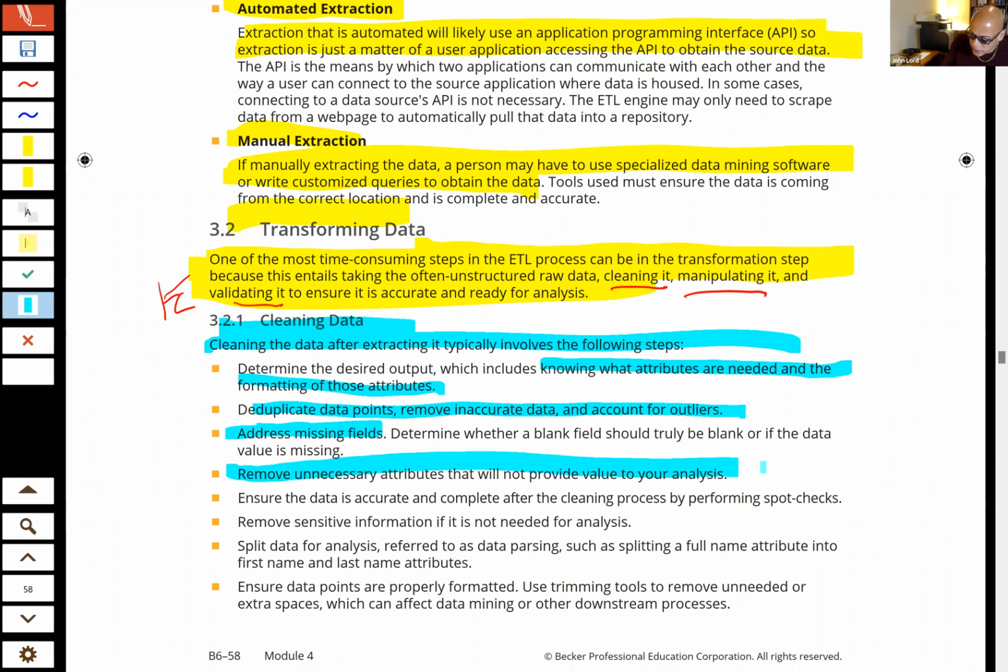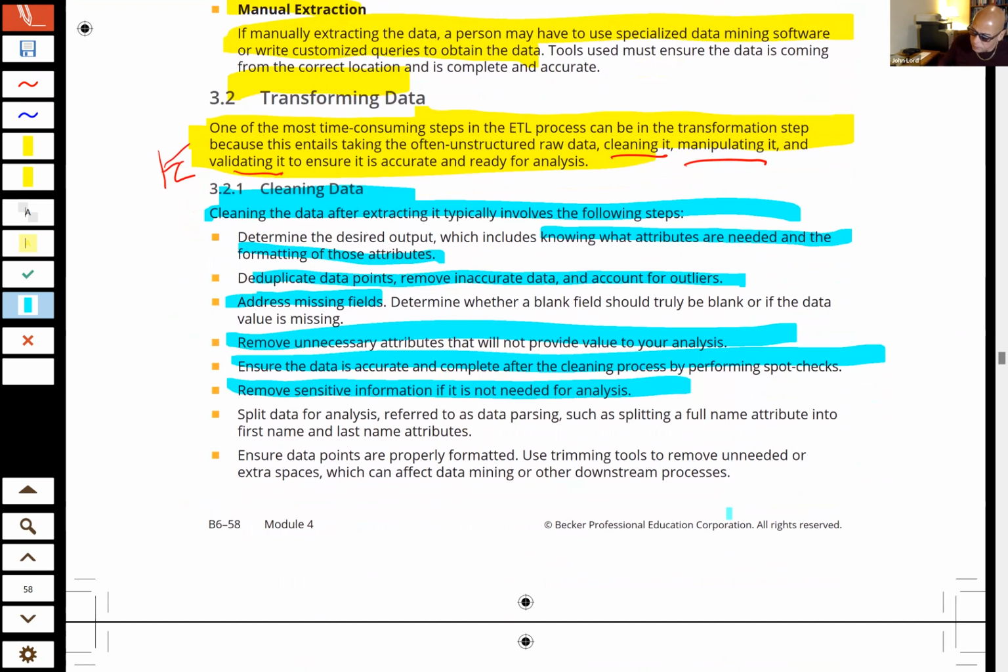Remove unnecessary attributes. That's going to speed your analysis. Ensure complete data by performing spot checks. So after you do the analysis, make sure nothing got dropped in the analysis. Do some spot checks. Okay. Remove sensitive information if it's not needed. Okay. And then ensure data points are properly formatted using trimming tools, etc. Okay, so that's all cleaning the data. Why don't you go ahead and flashcard at a high level what some of those things are.